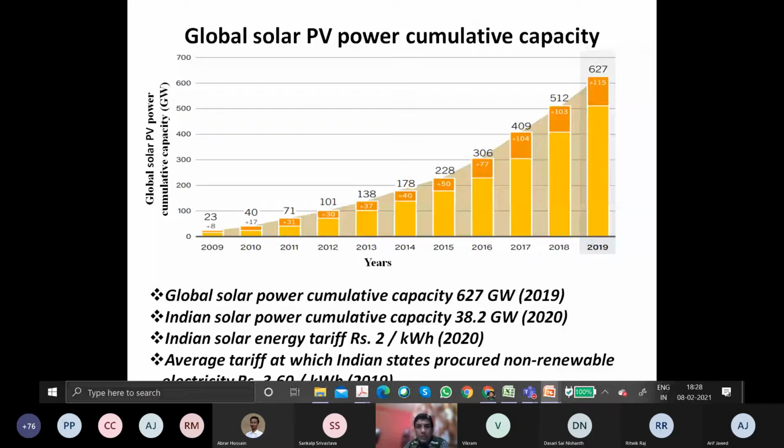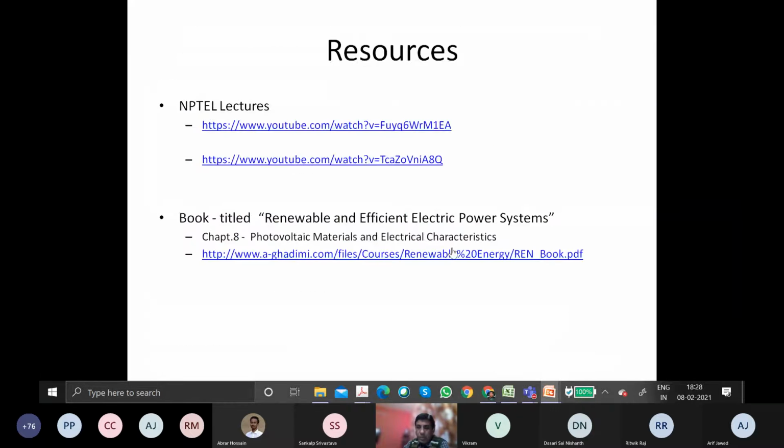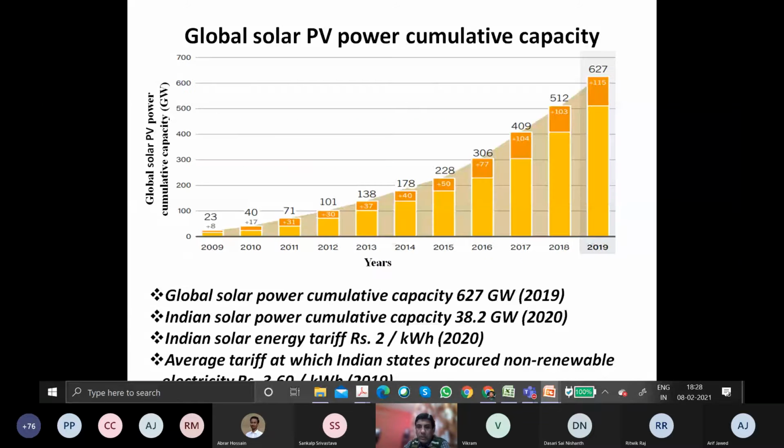So in India the tariff has gone down to around 2 rupees per unit, right? And that is significant. And our overall capacity in India of solar PV is reaching around 38.2 gigawatt. That is around 10% of total installed capacity. Our total installed capacity of India is around 375 gigawatt. So PV is around 10% of that. Wind is also around 10%. That is around 30 or 40 gigawatt.